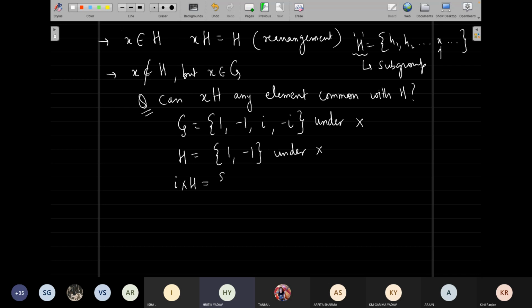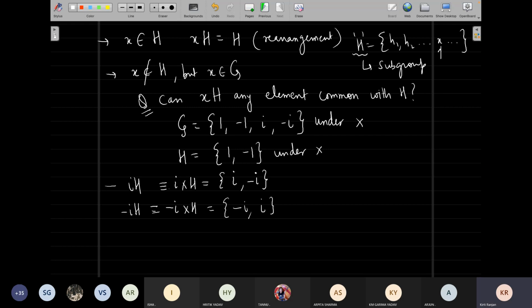Sir, i, minus i. So this will be i, minus i. Okay. Can you also build this one then, which is identical to writing iH, minus iH? Left coset. Yeah. 1, minus 1; minus i and i; 1 and i. Okay.